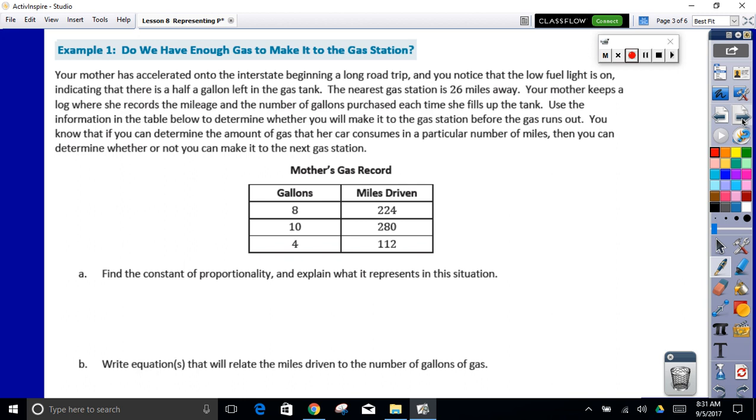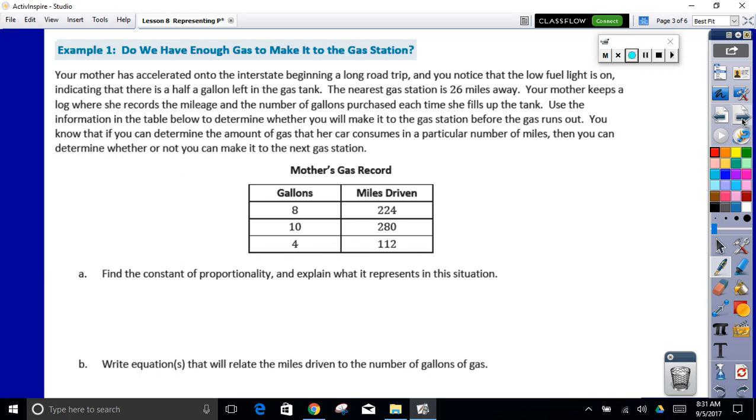Your mother keeps a log where she records the mileage and the number of gallons purchased each time she fills up the tank. Use the information in the table below to determine whether you will make it to the gas station before the gas runs out. A very practical problem here. You know that if you can determine the amount of gas that her car consumes in a particular number of miles, then you can determine whether or not you can make it to the next gas station. Okay, so first let's take a look at mother's gas record.